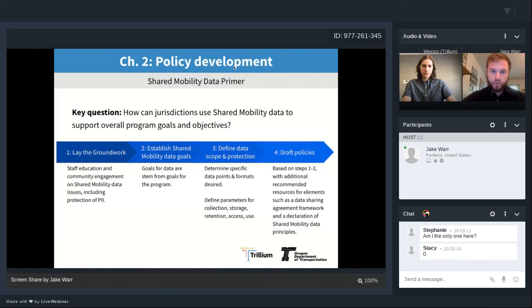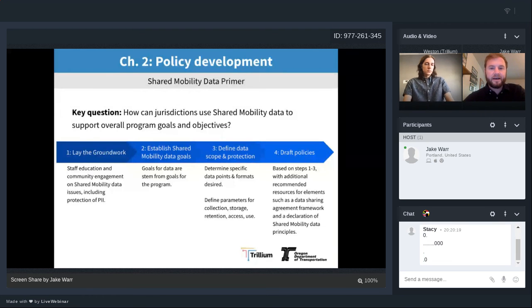So chapter 2 focuses on policy development. It provides guidance as jurisdictions are looking to launch a program. And what we really want to accomplish here is to help jurisdictions see how they can use this shared mobility data to support the overall program goals and objectives.